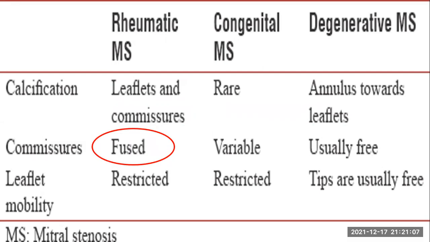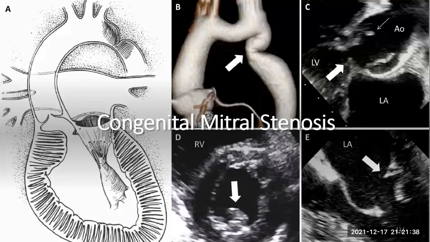So we're going to differentiate the two most important pathologies in the pediatric population, which are rheumatic mitral stenosis and the congenital one. The most important feature to differentiate them is the fusion of the commissures, which is most prominent in rheumatic mitral stenosis. We can also see in rheumatic mitral stenosis some calcification of the leaflets and commissures, with restriction of the leaflet anatomy and mobility.